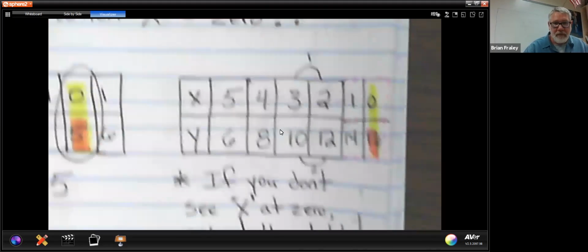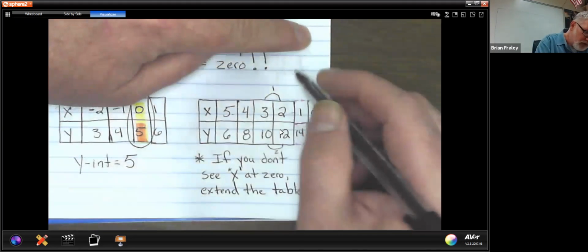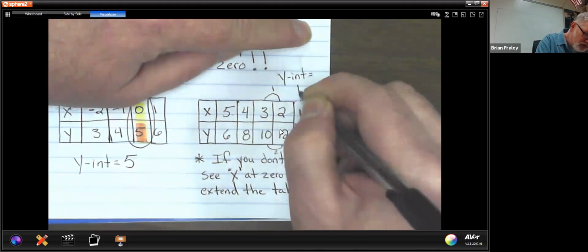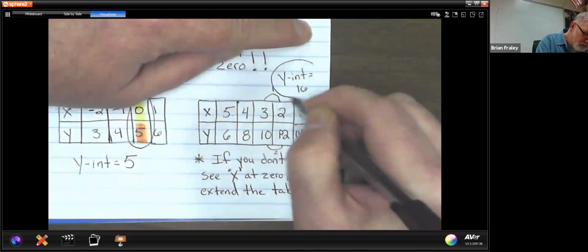So let's put it here. Y-intercept equals 16, okay?